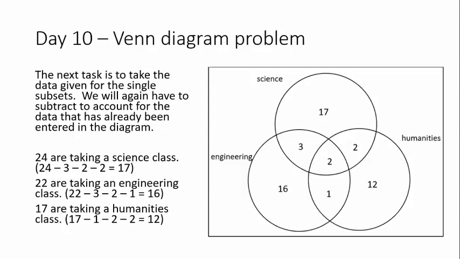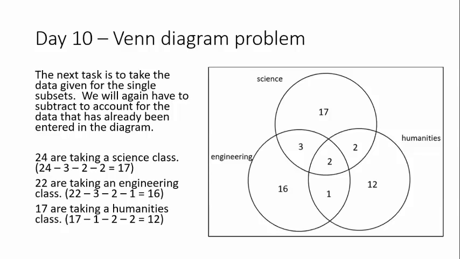Now we look at 3 more pieces of data. We're told that 24 students are taking science class. We have to subtract the numbers that we've already put in the Venn diagram. So in this science ring, we'll see that we already have 3, 2, and 2. We have to subtract these from the 24, which you see on the left of your screen there. 24 minus 3 minus 2 minus 2 is 17. So the 17 goes in that part that is just for science alone.